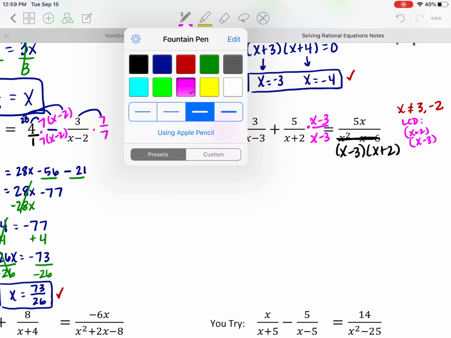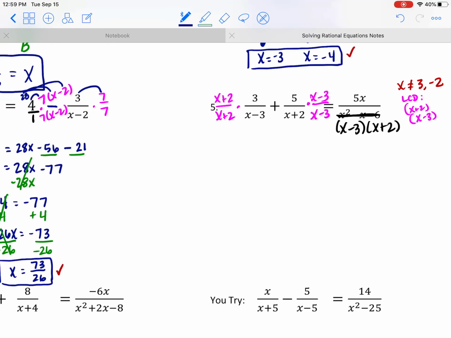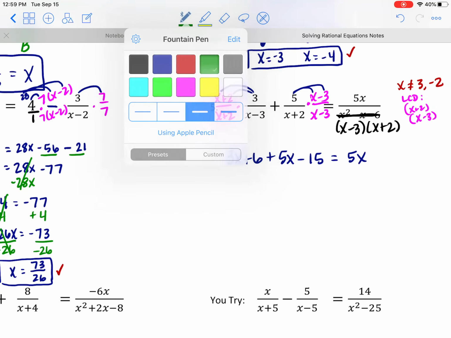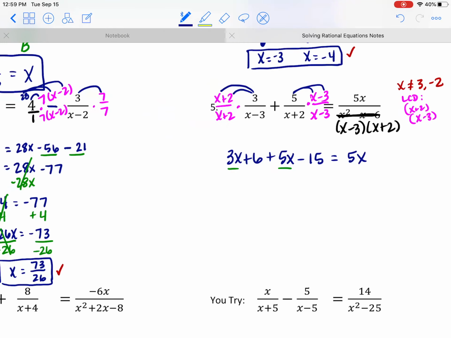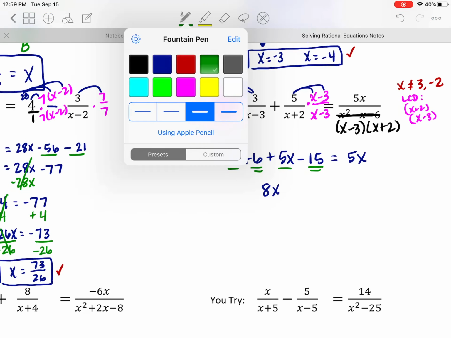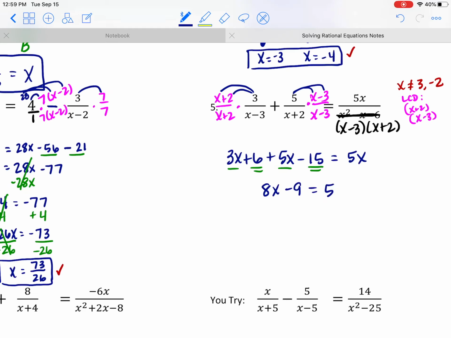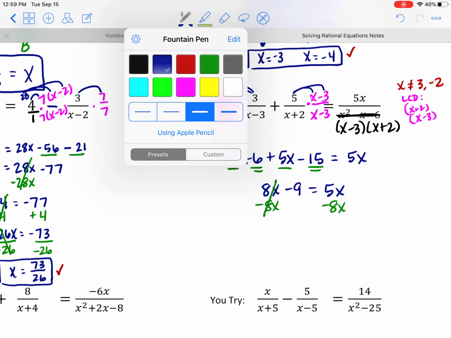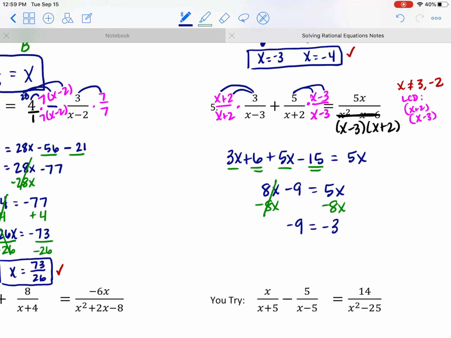Now we can ignore those denominators and focus on our numerators. So this numerator gives us 3x plus 6, plus over here 5x minus 15, equal to, on this side, just the 5x. So that is, combine like terms, 8x, and combine these, 6 and negative 15 is going to give me negative 9. So 8x minus 9 equal to, I still have 5x on the other side. Now I'm going to get those together. Going this way this time because I don't have a constant on both sides. So I'm left with negative 9 equal to negative 3x.